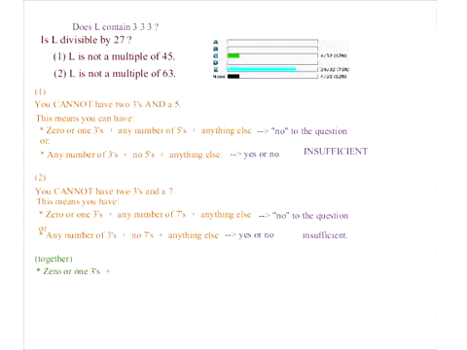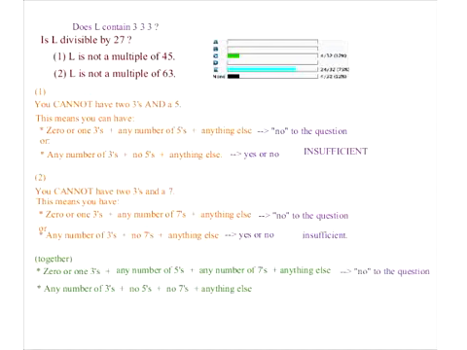But notice you've got to make both of the statements true. So if you have two or more threes, then this means you are not allowed to have fives and you are not allowed to have sevens. So let me change that to any number of threes. It's just assembling these two statements together to make them both true. So any number of threes plus no fives plus no sevens plus anything else. So in that abstract, this is still a no to the question, and this is yes or no.